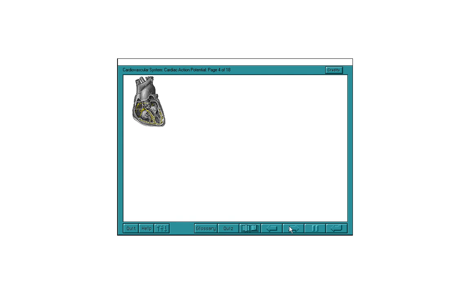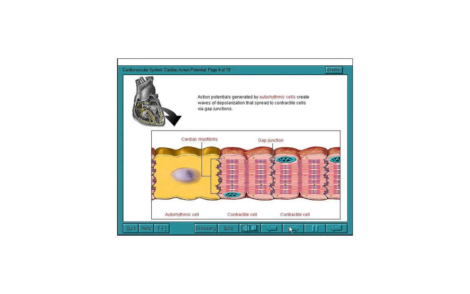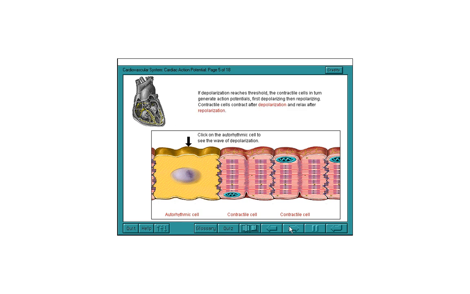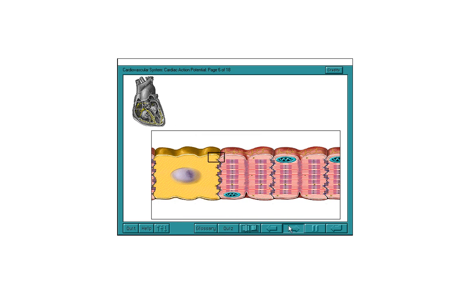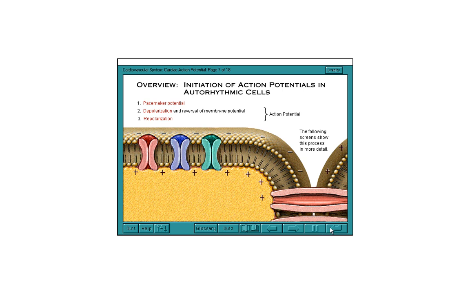In this magnified view of the heart, we see an autorhythmic cell adjacent to several cardiac contractile cells. Action potentials generated by autorhythmic cells create waves of depolarization that spread to contractile cells via gap junctions. If depolarization reaches threshold, let's explore this. Here's an overview of the initiation.